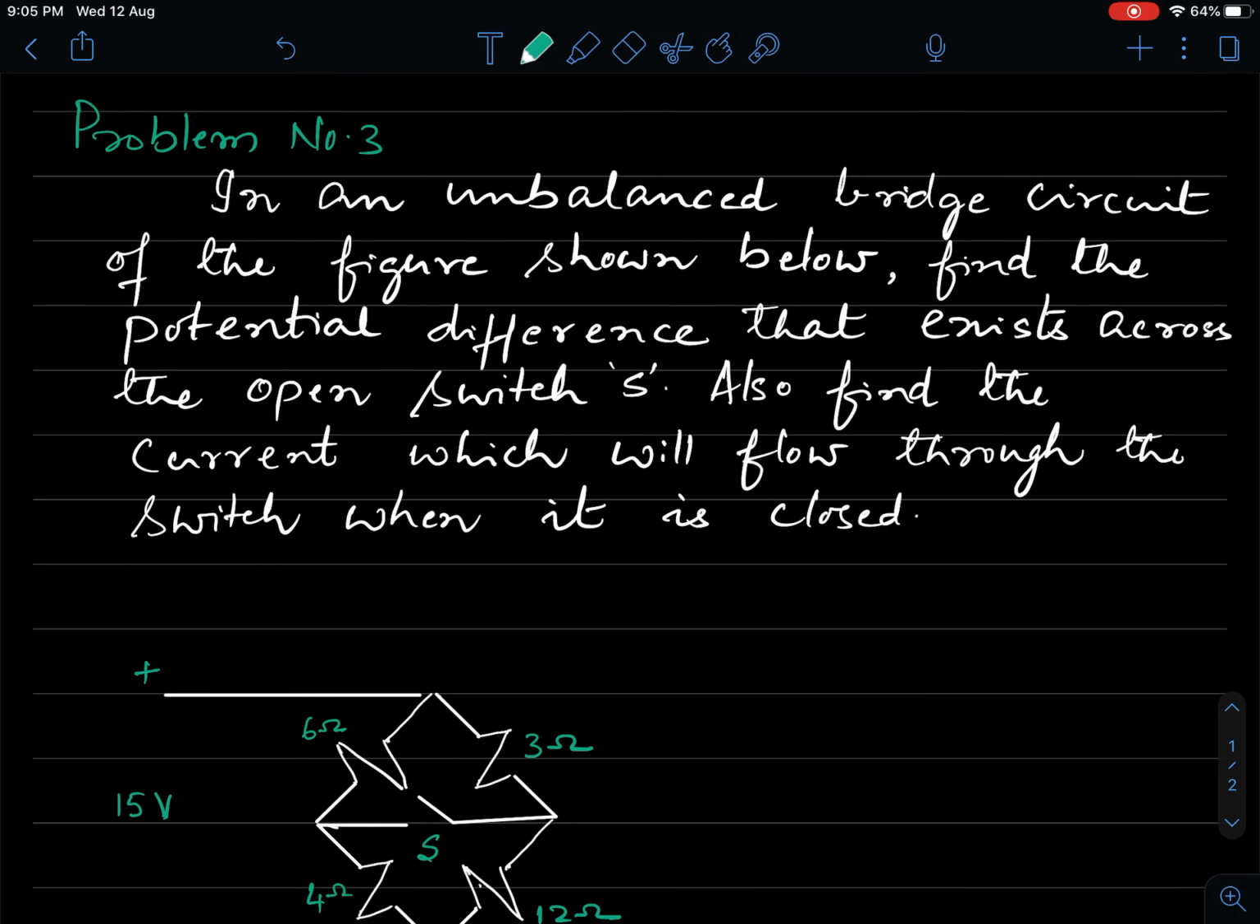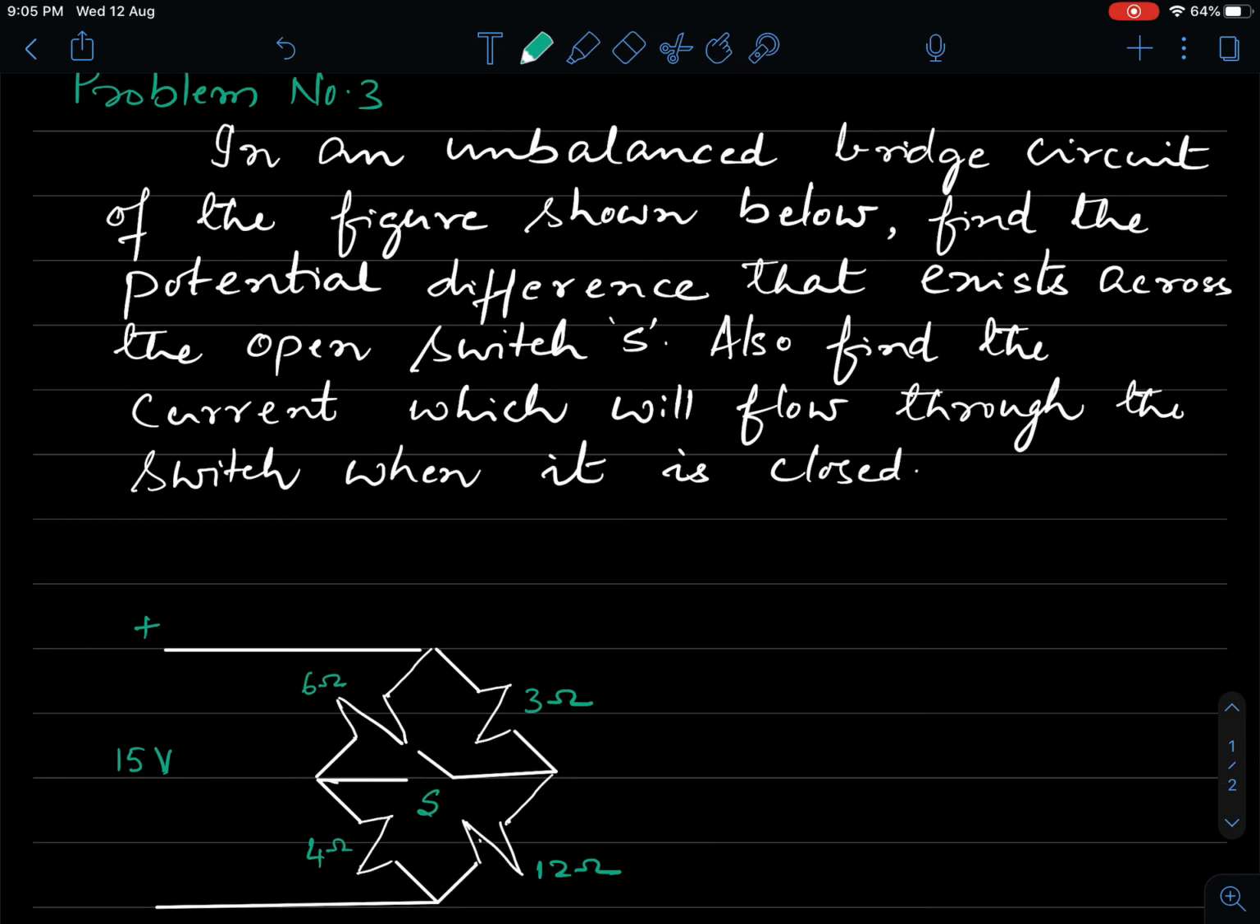Hello everybody. This problem is in series with the other two videos which are made to consolidate the concepts on series parallel resistances. Without wasting much time, let us go ahead with this problem.